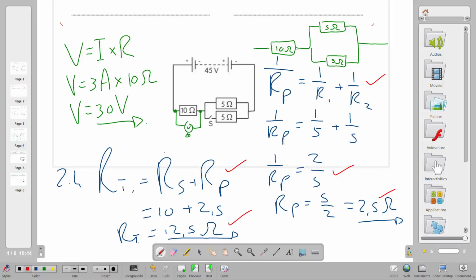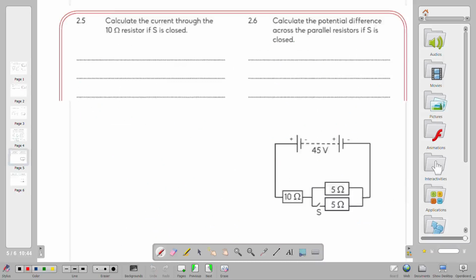Okay, so now in the scenario where the switch is closed, the total resistance is 12,5 ohms. That's important for the next section. So we're going to continue saying this is closed, and let's just keep what we have. I know that our total is 12,5 ohms, and the total potential difference is 45 volts. Now, calculate the current through the 10 ohm resistor if S is closed. Well, the current there will be the same as the current throughout the whole circuit, the series part. Here the current will split, but here it will join again, and then it goes back. So they want the current at this section.